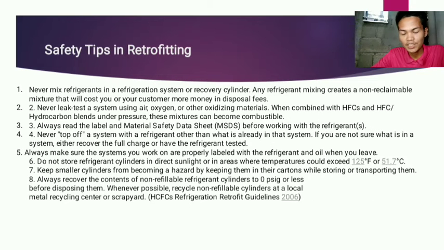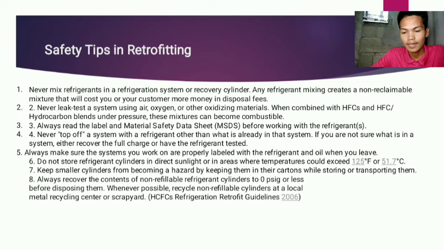Here are the safety tips in retrofitting. First is never mix refrigerant in a refrigeration system or recovery cylinder. Any refrigerant mixing creates a non-reclaimable mixture that will cost you or your customer more in disposal fees. Second, never leak test a system using air, oxygen, or other oxidizing materials, because when combining this with HFC and hydrocarbon blends under pressure, ay magkakaroon ito ng sunog or masusunog ito.